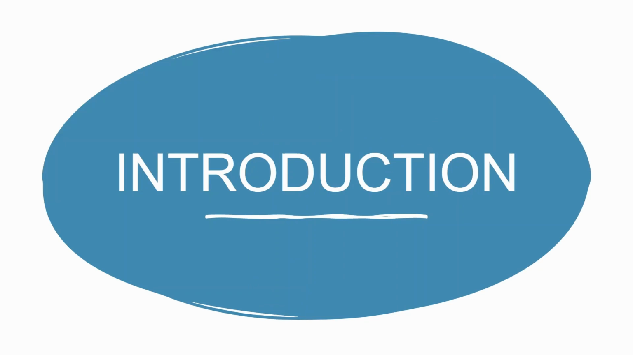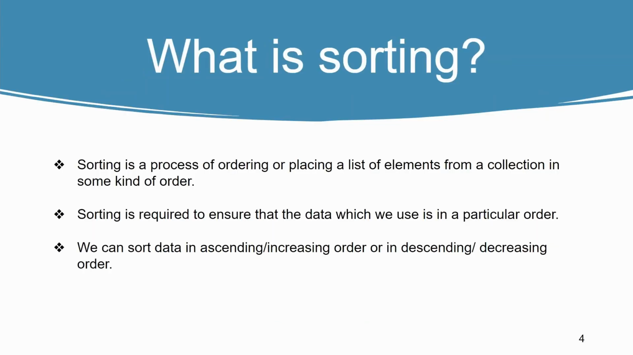Now the introduction. So what is sorting? Sorting is a process of ordering or placing a list of elements from a collection in some kind of order. Sorting is required to ensure that the data which we use is in a particular order. If the data is kept unsorted, when we want a particular piece of information, then we have to search it one by one every time to retrieve the data. In order to avoid this or make this process easy, we sort our data so that we can easily find it.